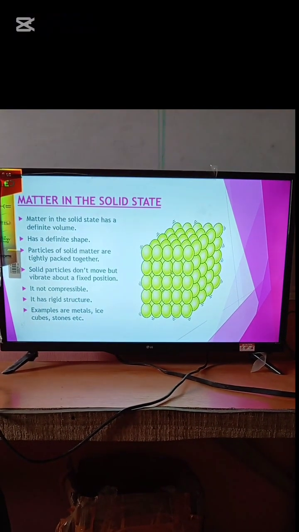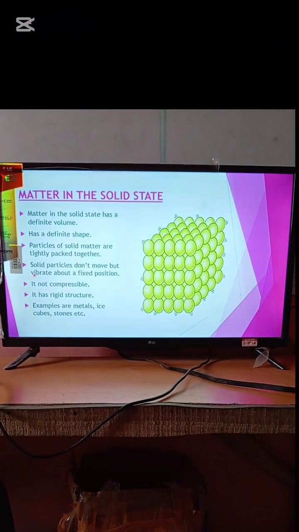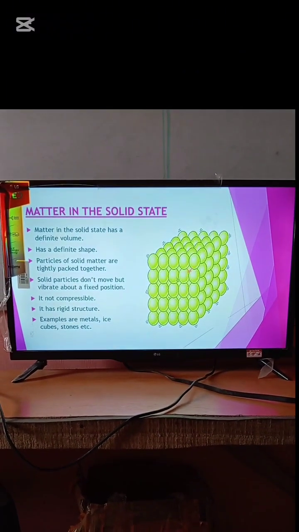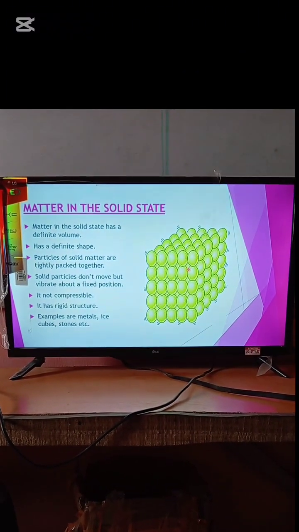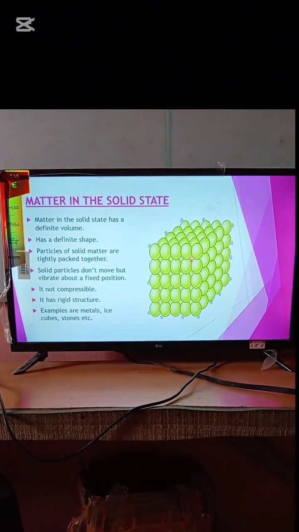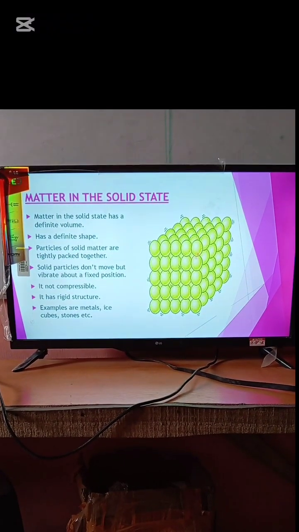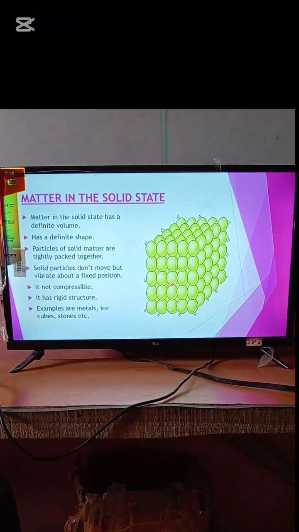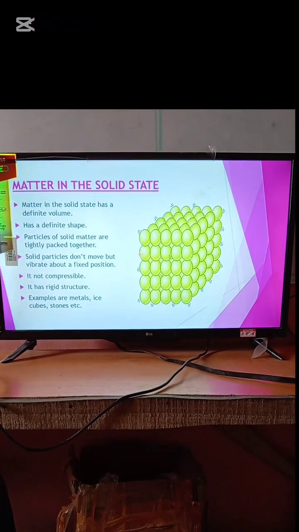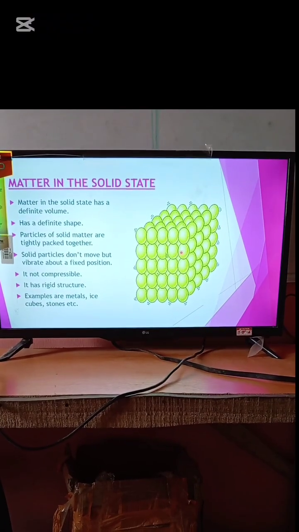Looking at the picture here, it shows how compact matter in the solid state is. There's no space between the particles, they are tightly packed together, and they have a definite shape. Their particles cannot move about freely.